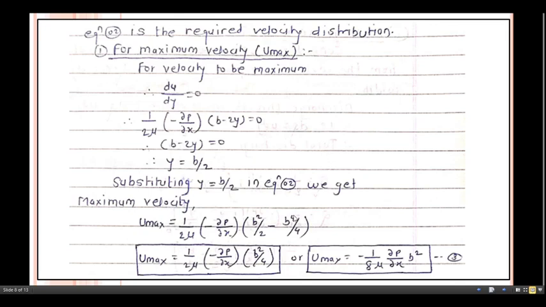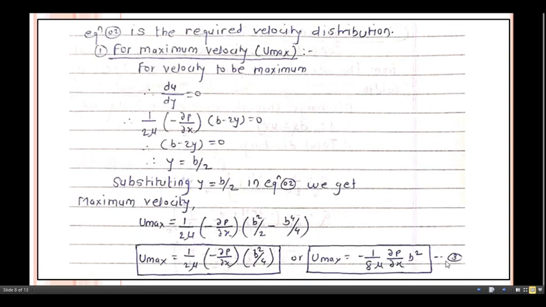Here is the mistake, let us consider this one as b square. So b square by 2 minus b square by 4, we can get here b square by 4. So what is the maximum value for the velocity? After simplification we can get it in this way: u max equals minus 1 upon 8 mu into dP by dx into b square. Give equation number 3 for this one.